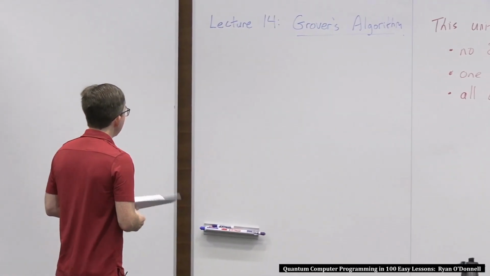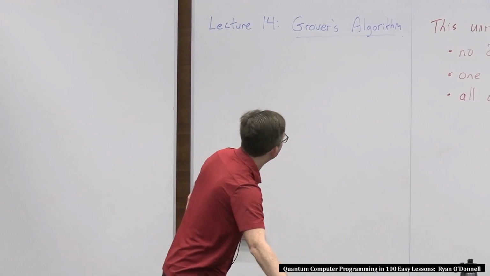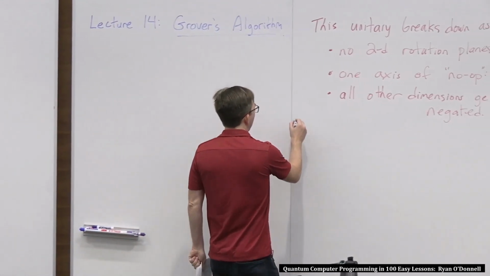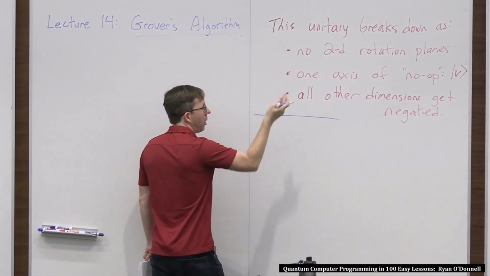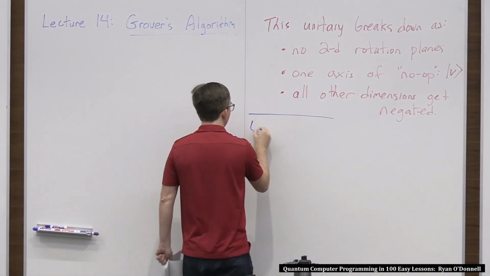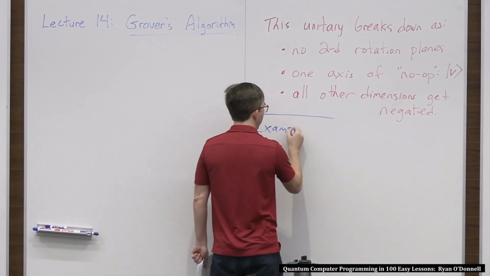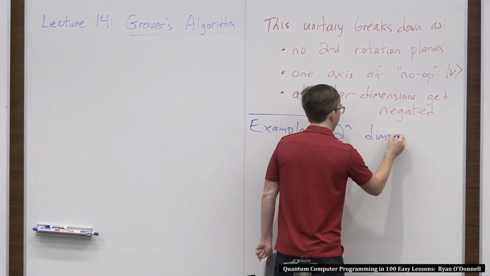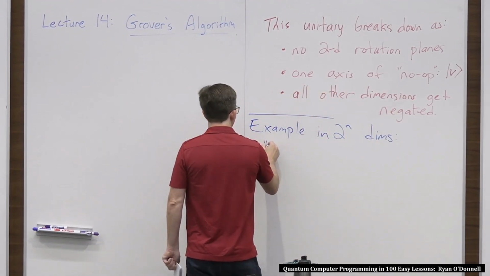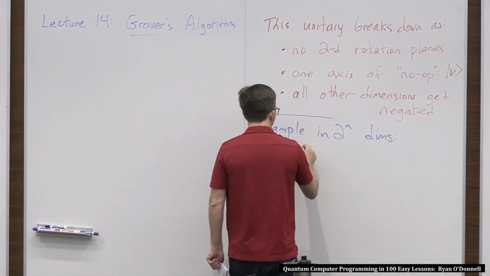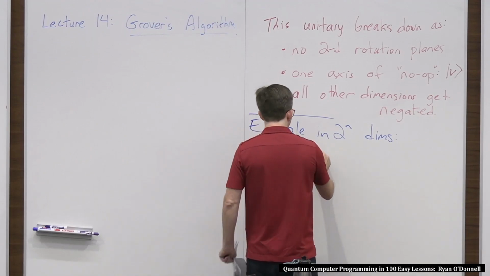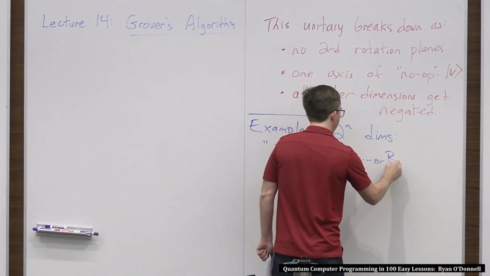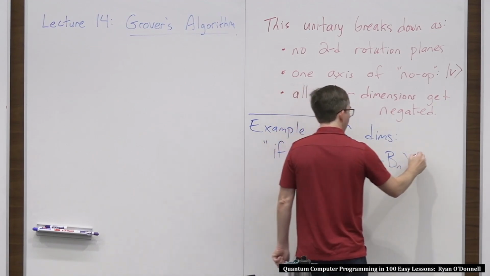But let's see an example of it. What's an example operation of this type? I'll do an example in 2^n dimensions. It's this operation: if b1 or b2 or ... or bn, then minus.